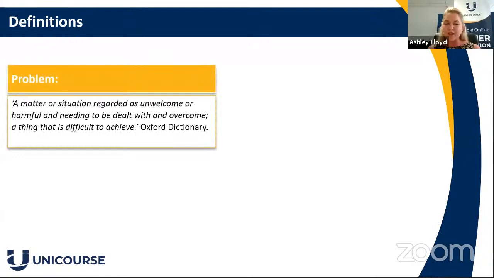So moving forward, let's just firstly start by defining what ILM are looking at and defining what a problem is. So the Oxford Dictionary defines a problem as a matter or a situation regarded as unwelcome or harmful and needing to be dealt with and overcome. So a thing that is difficult to achieve.